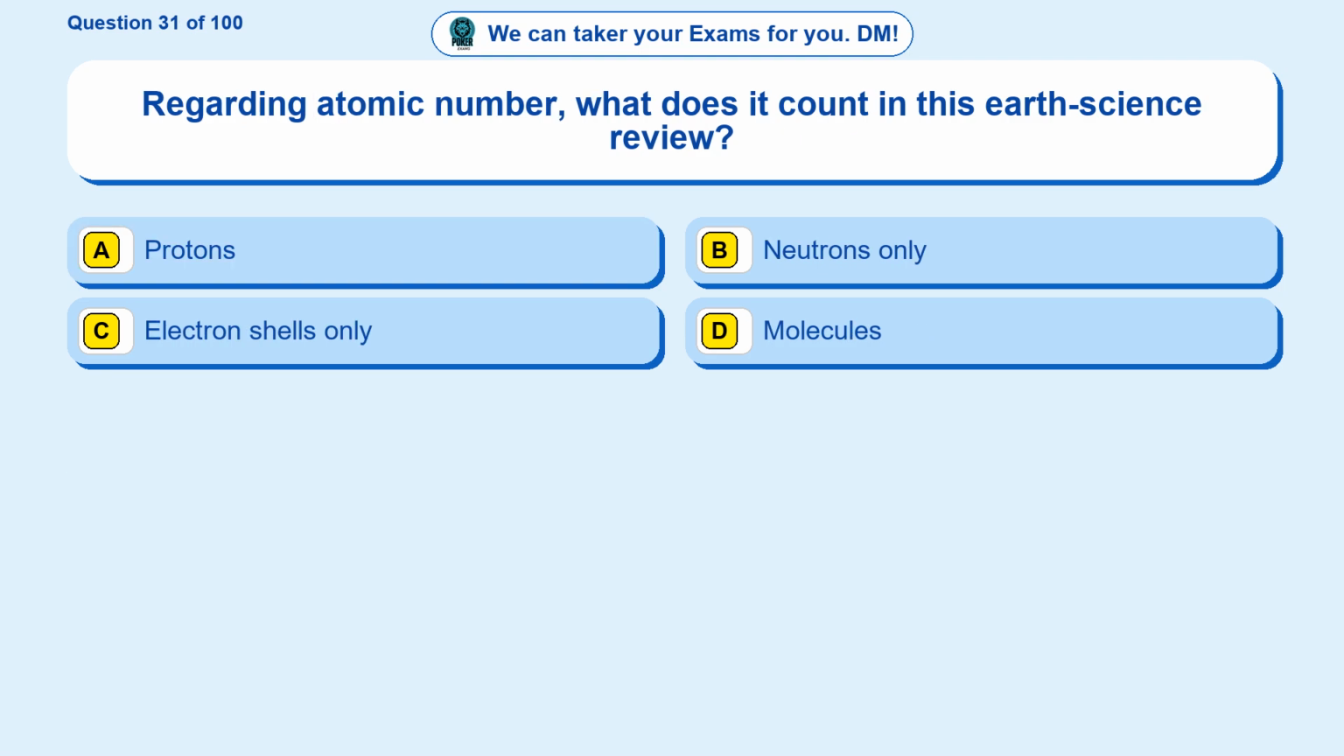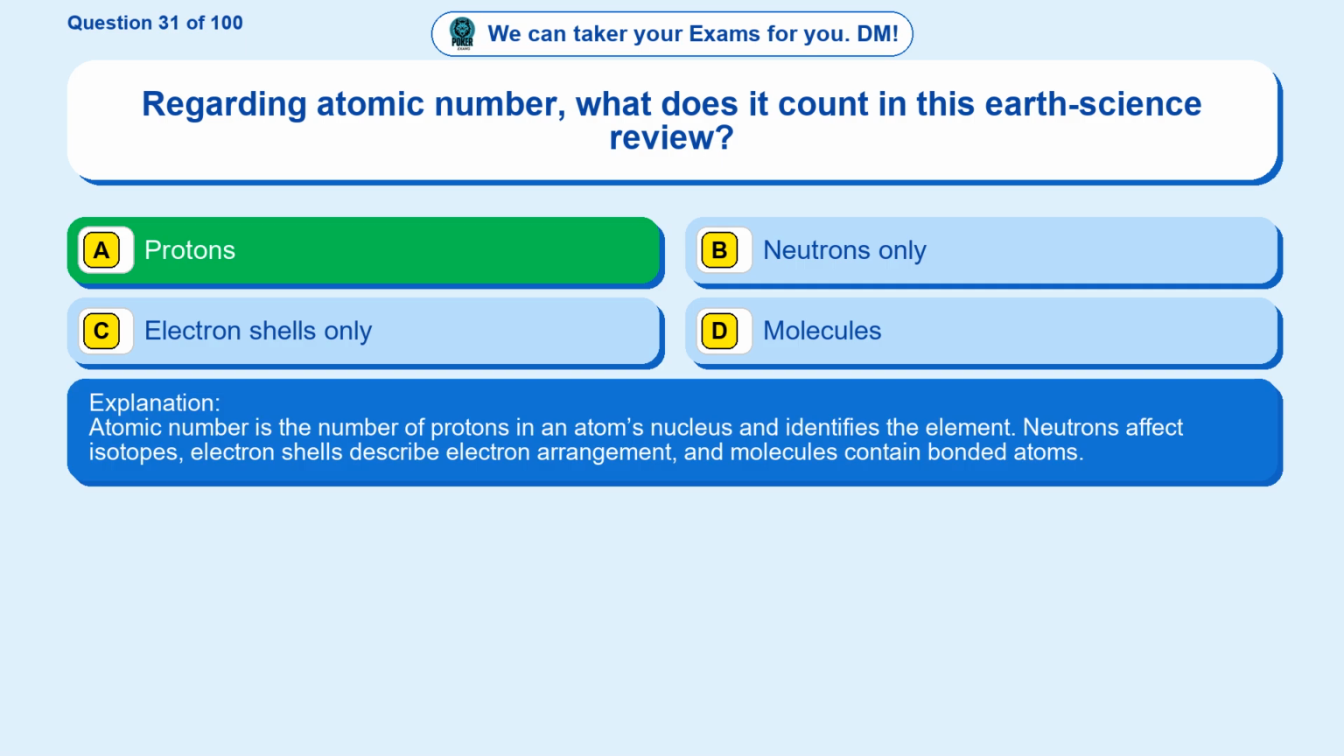Question 31. Regarding atomic number, what does it count in this Earth Science Review? Option A, protons. Option B, neutrons only. Option C, electron shells only. Option D, molecules. The correct answer is option A. Protons. Atomic number is the number of protons in an atom's nucleus and identifies the element. Neutrons affect isotopes, electron shells describe electron arrangement, and molecules contain bonded atoms.